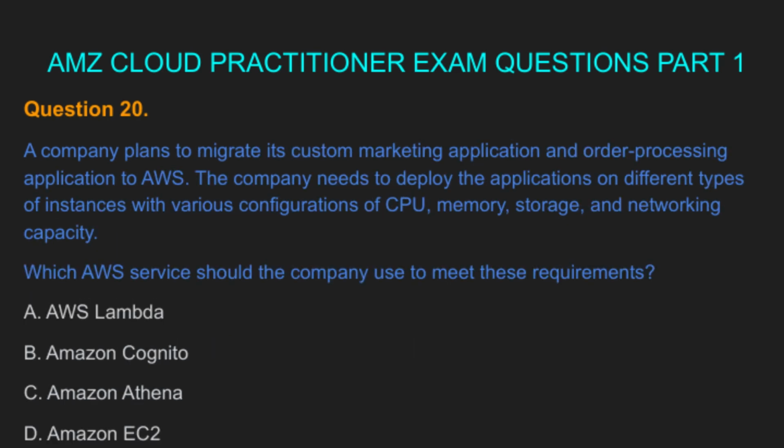Question 20. A company plans to migrate its custom marketing application and order processing application to AWS. The company needs to deploy the applications on different types of instances with various configurations of CPU, memory, storage, and networking capacity. Which AWS service should the company use to meet these requirements? A. AWS Lambda. B. Amazon Cognito. C. Amazon Athena. D. Amazon EC2. The answer is D. Amazon EC2.